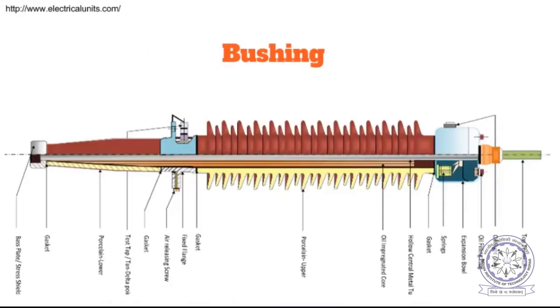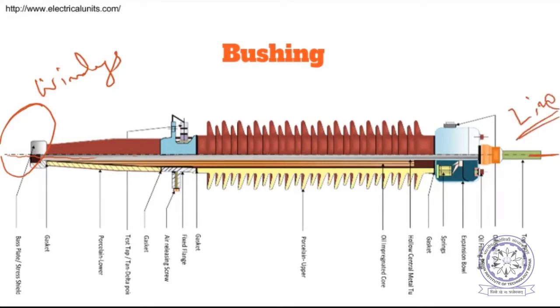This is a bushing actually. So I have kept it horizontally, but always a bushing will be vertical only. In order to zoom it a little bit, I have kept it like this. So you can see there is a central pipe going from here to here. And this is inside the oil, and then this is going to the windings actually. And this is the line end, the other end is the line.